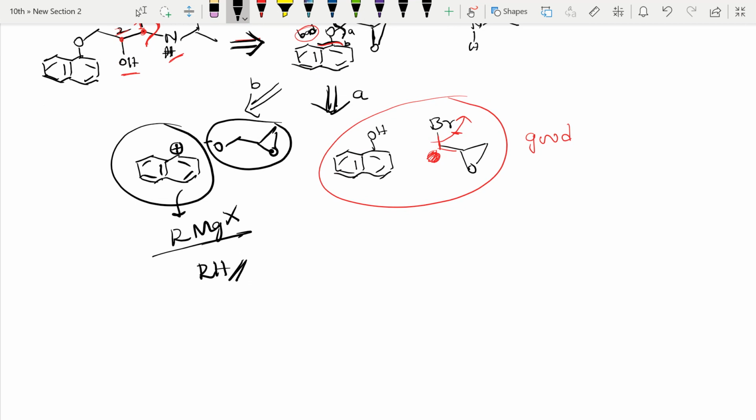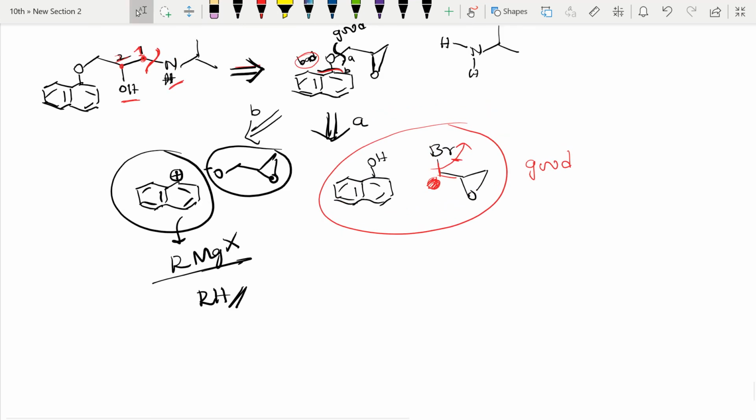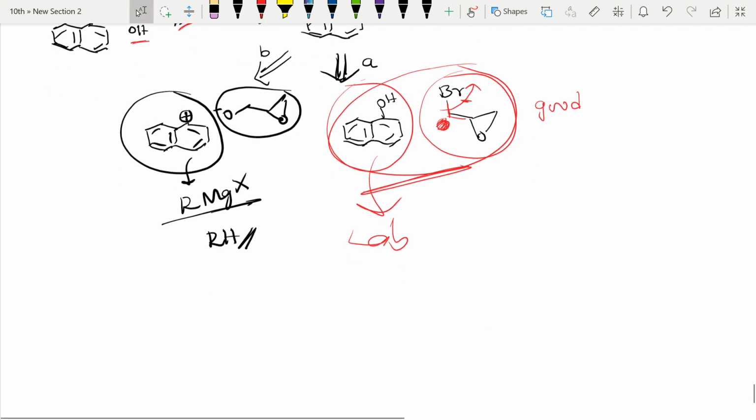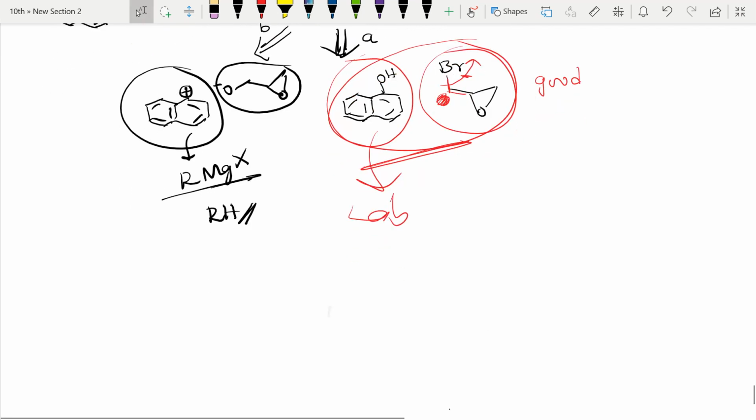And also in case of the disconnection which I have written, which I have circled with red, right? With this A disconnection, we get products which are easily available in the lab. See, what is this? This thing also we know, right? Naphthols, and this also can be available, right? So we disconnect in such a way that we should get a good reagent for the reaction, right? I hope you got it.